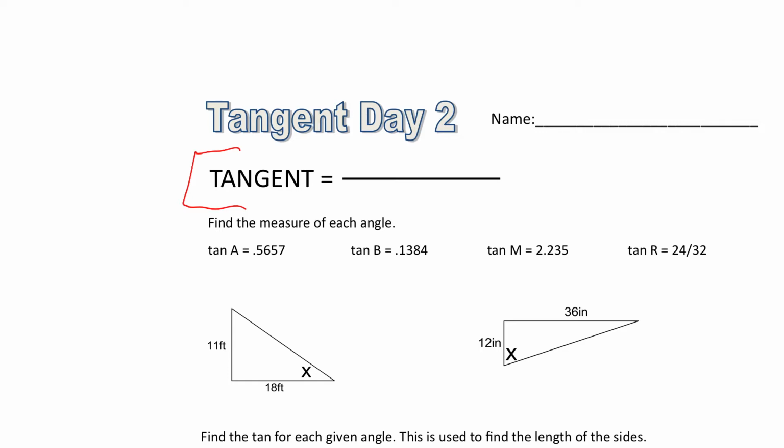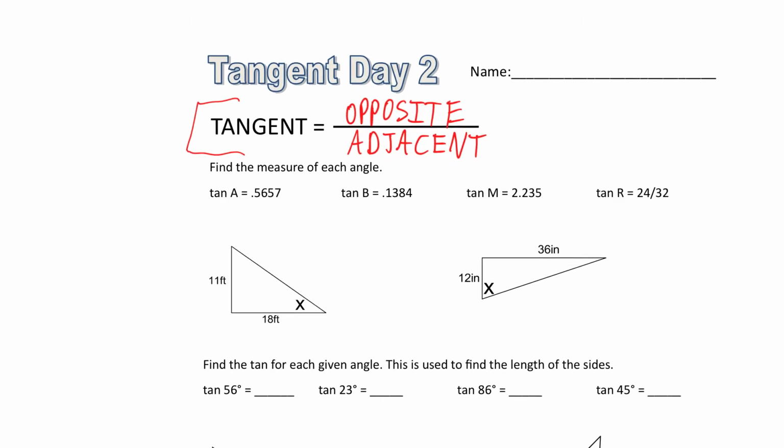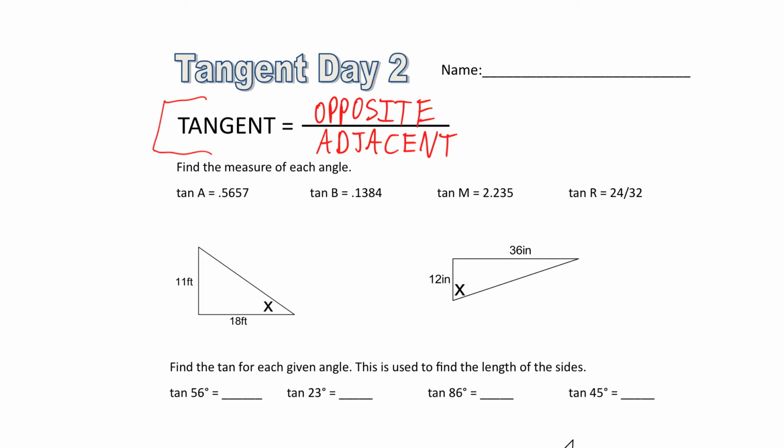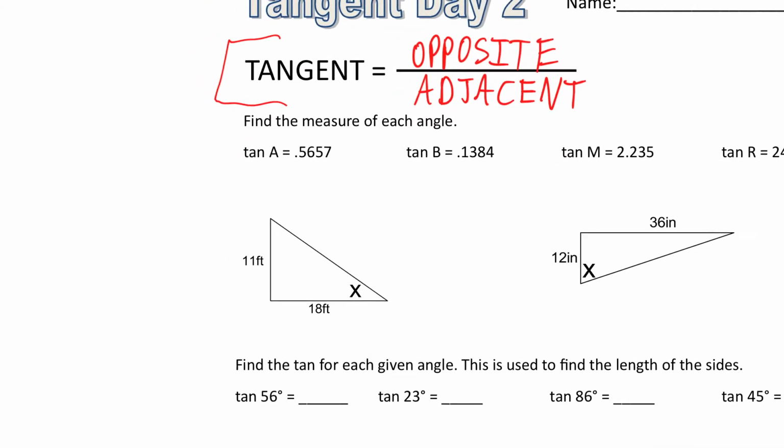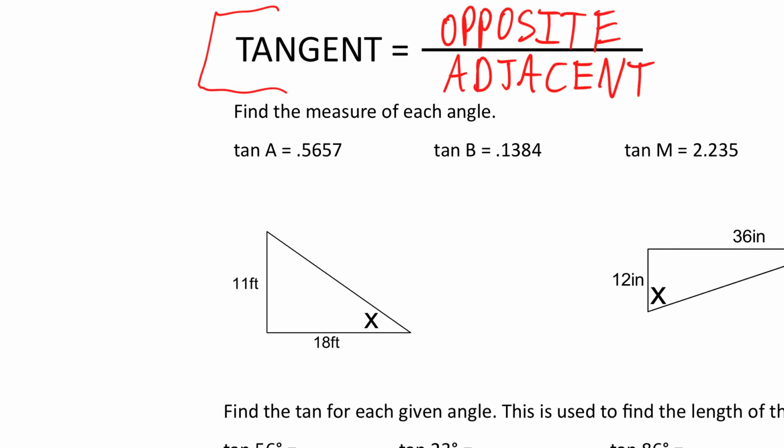Okay, so we talked about this on Tuesday. Tangent equals opposite over adjacent. Okay, so this first part right here is exactly what we just did on our warm-up. So type that in real quick. Type in tan inverse of 0.5657.